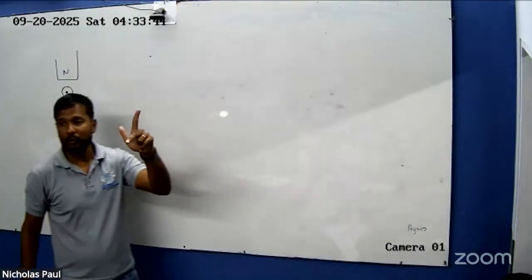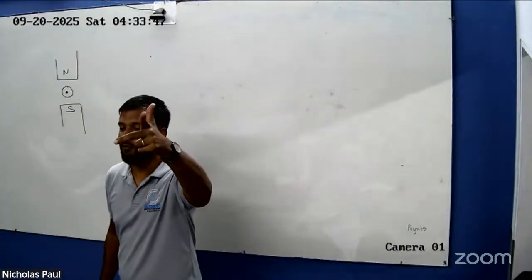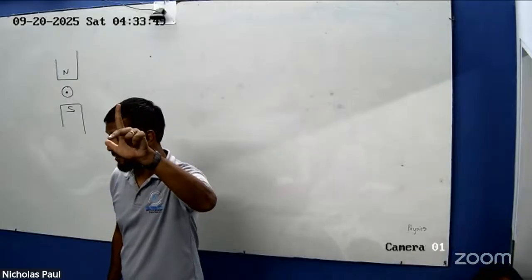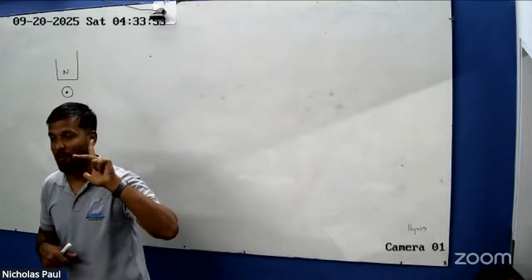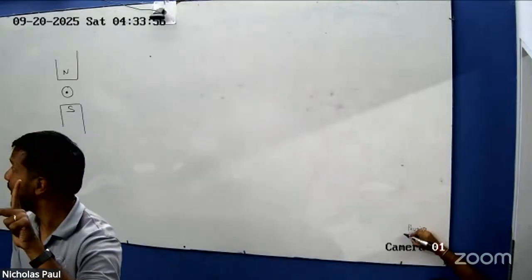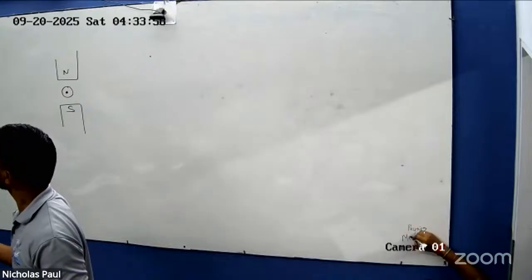And the rule that we're going to use is Fleming's left-hand rule. And today, you will come on the board for this one. Let me see if you understand this one. Right? So what do you see?